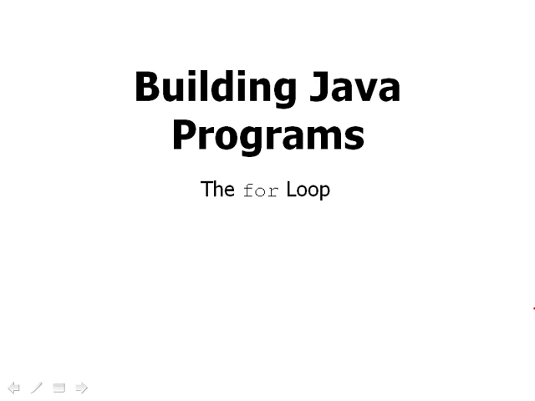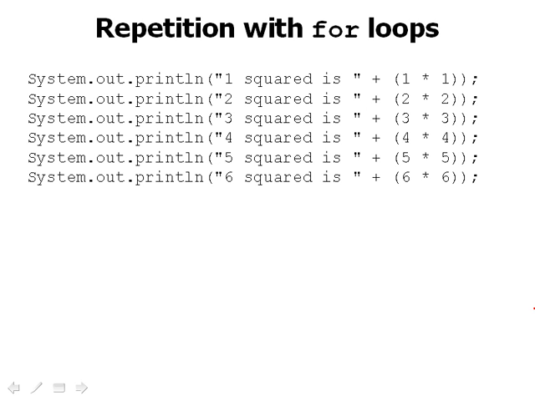This video is about using for loops for repetition. Let's imagine that we want to produce the following output. We're printing the first 6 integers along with their squared values. So obviously this code is fairly repetitive.